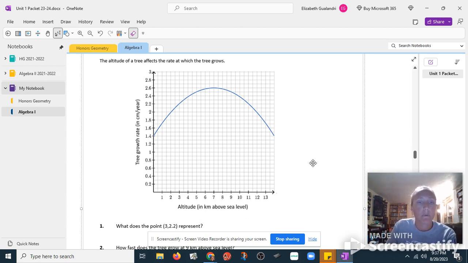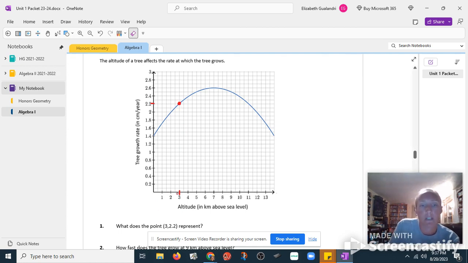So it says, what does the point 3, 2.2 represent? So what we want to do is find the point 3, comma 2.2. Remember, 3 means 3 to the right, so we're going to go 3 to the right, and then 2.2 means 2.2 up. And we're going to find where those connect. So I'm going to go from 3 all the way up, and I'm going to find the point on the graph, which is right there. And it is at 2.2, which is good. So that is my point that I'm talking about here.